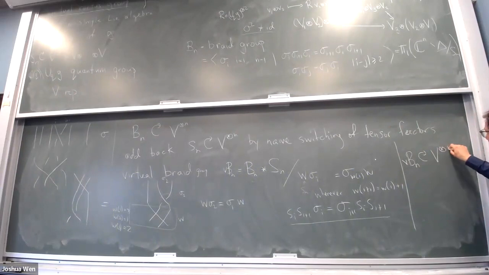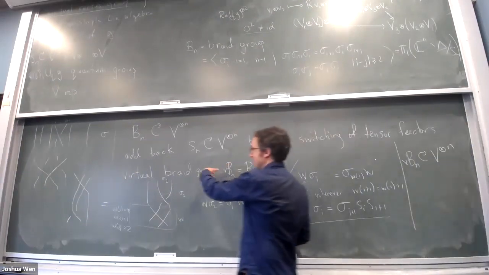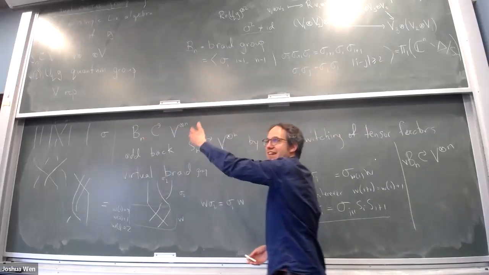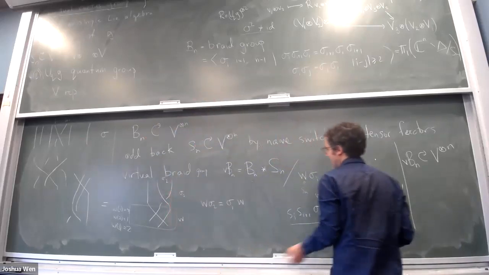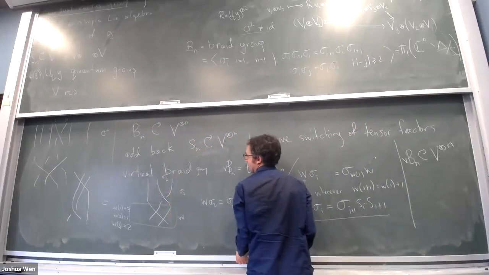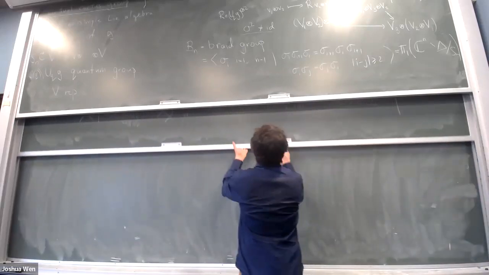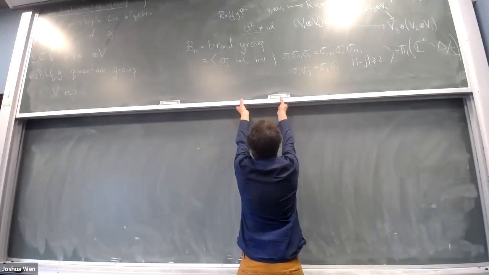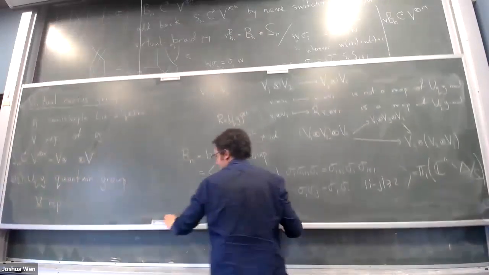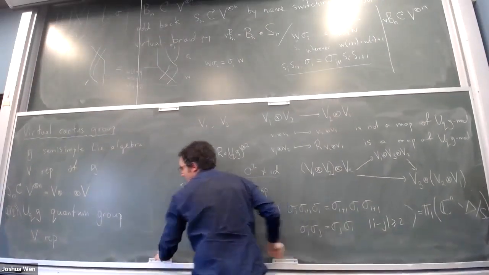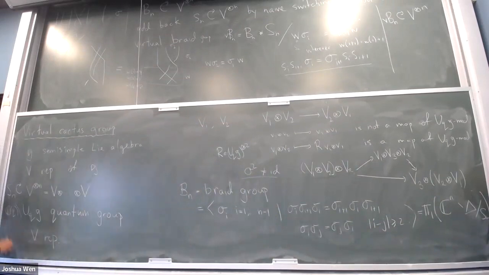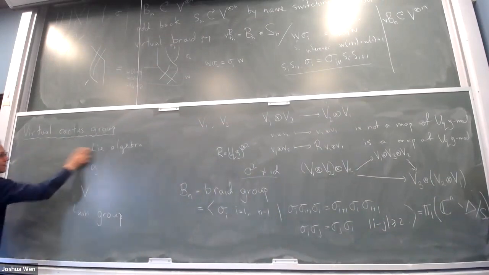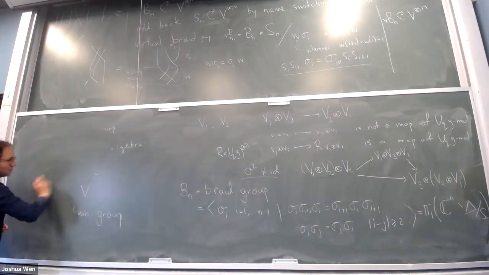is that this virtual braid group acts on this tensor product. Again, the braid part acts in the interesting way using the R matrix, and the S_n part just acts in the stupid way. This relation is easy to check. So we're getting towards our cactus group.